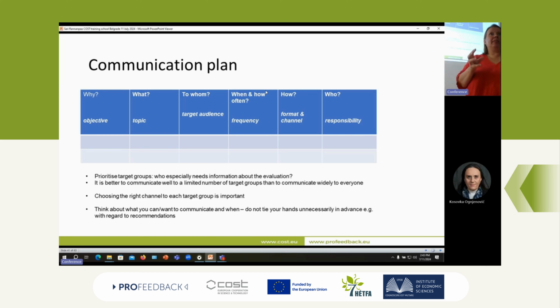So, for example, if it's important for the policymakers to know about something because there's going to be a new law or new policy or something, then you would have something for them which feeds to their information needs, or the stakeholders of different kinds. And then choosing the right channel to each target group, this is important.